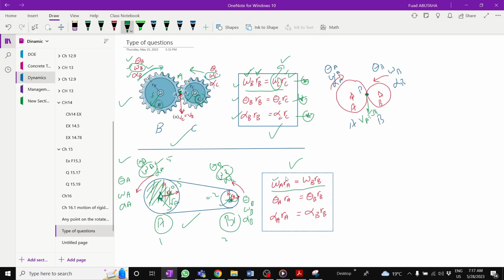This one is given, the radius of P is given, so it will be so much easier to get alpha P. So this chapter is so much easy.